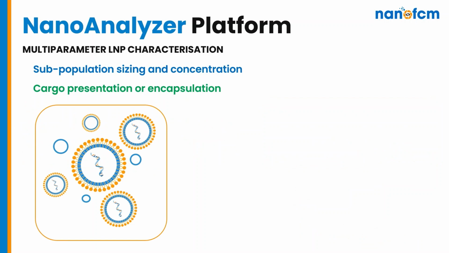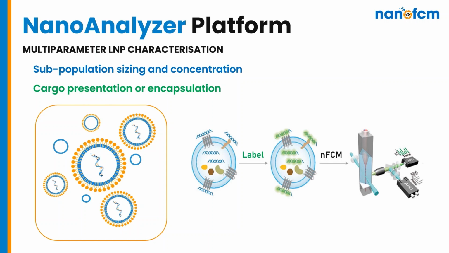Among the multi-parameter LNP characterization things you want are cargo presentation or encapsulation, and of course subpopulation sizing and concentration. So the easy ability to report only about particles that fall in a specific range of sizes or other parameters that make them your particle of interest. As a simple schematic, we take the particle, perform some type of labeling technique, and then perform the analysis.